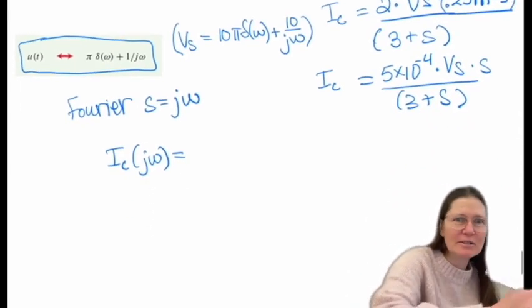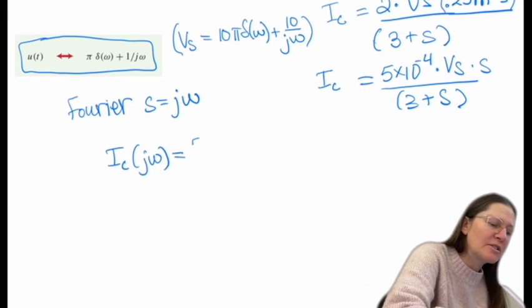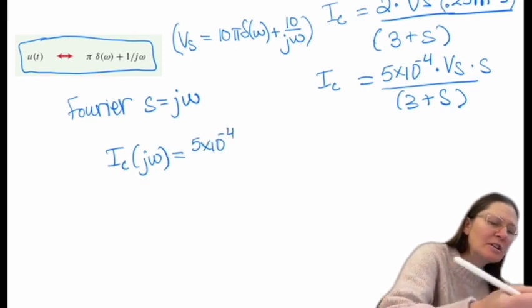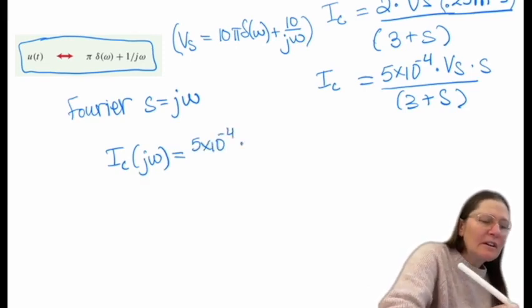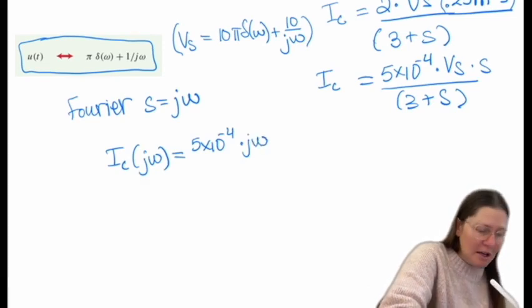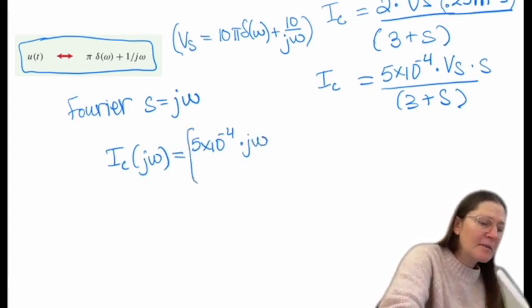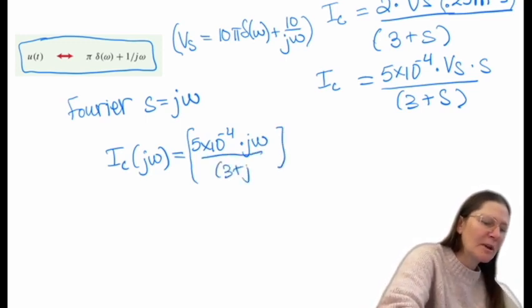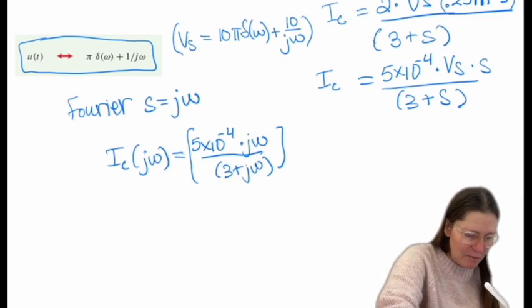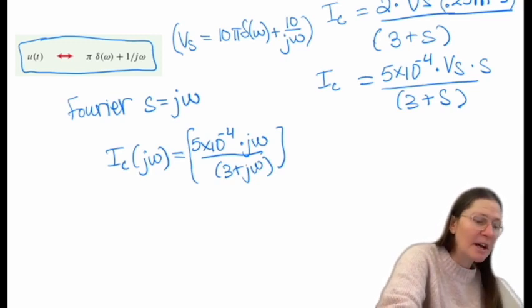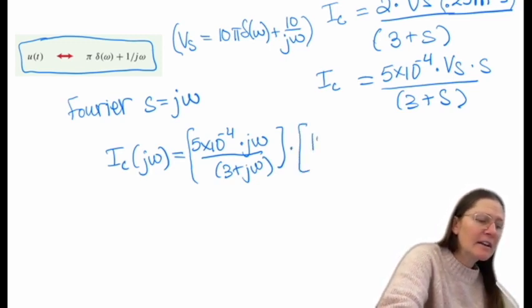Okay, so now we just plug this in for the rest of the equation. So 5 times 10 to the minus 4 times j omega. And I'm going to leave Vs on the outside of it. And then 3 plus j omega. 3 plus j omega. And now you can multiply it by the 10 delta.